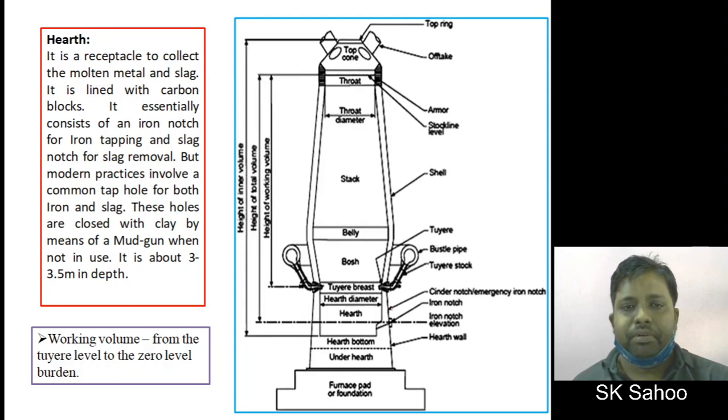But in case of modern blast furnaces, there is a single tap hole from which we can tap both metal and slag periodically. These holes are closed with clay by means of a mud gun when not in use. It is about 3 to 3.5 meters in depth, depending upon the size of a blast furnace or the productivity of a blast furnace.